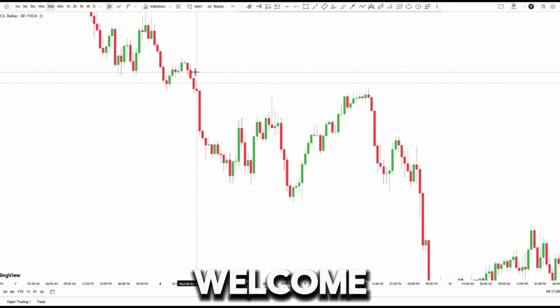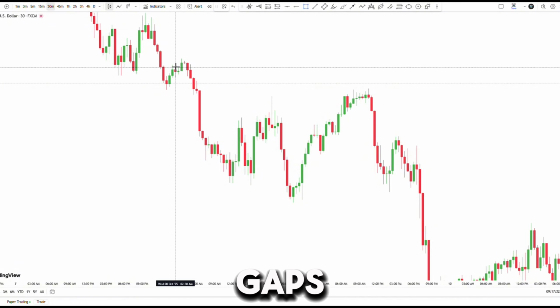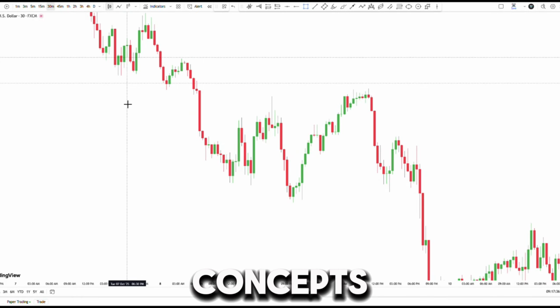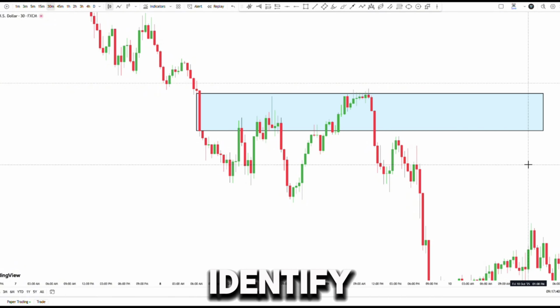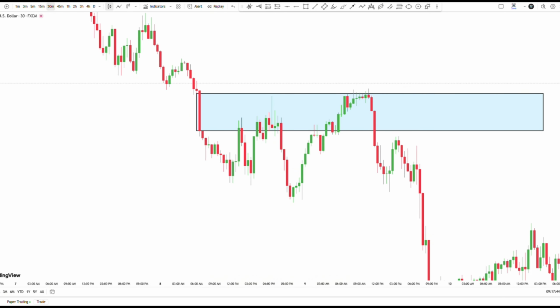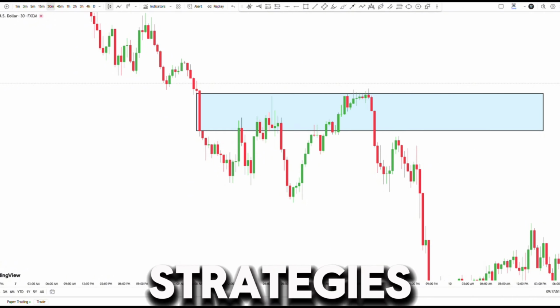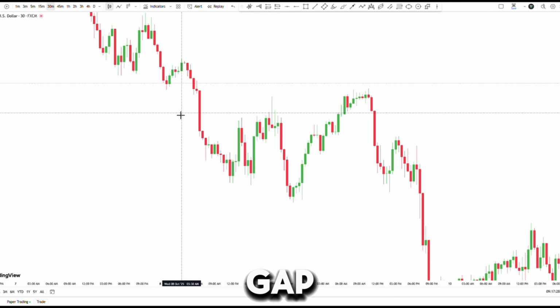Hey everyone, welcome to this deep dive into fair value gaps and inverted fair value gaps. These are powerful concepts from smart money concepts and inner circle trader methodologies used by advanced traders to identify market inefficiencies and potential reversal or continuation points. We'll keep it straight to the point but go deep into definitions, identification, mechanics, and trading strategies. Let's get started. What is a fair value gap?